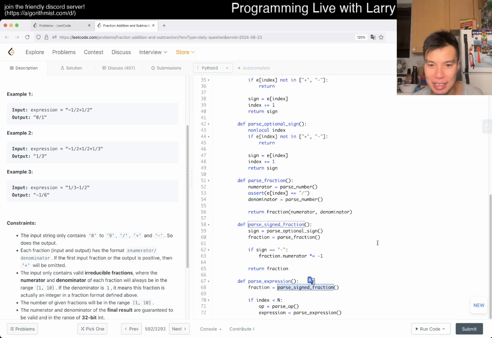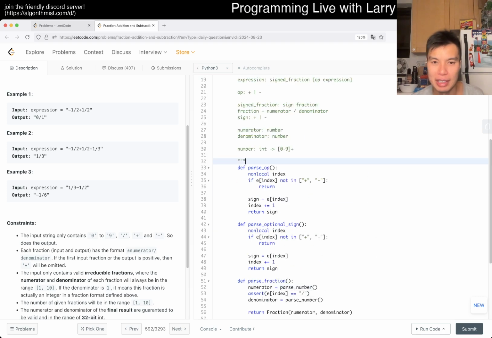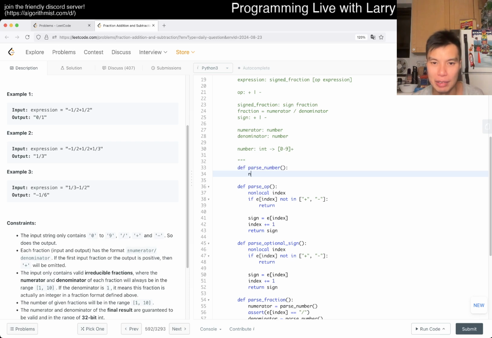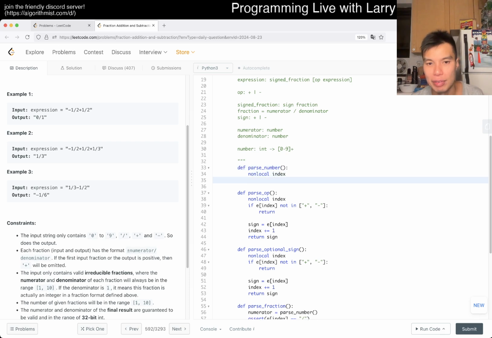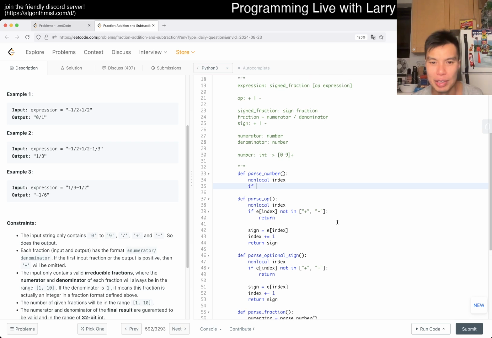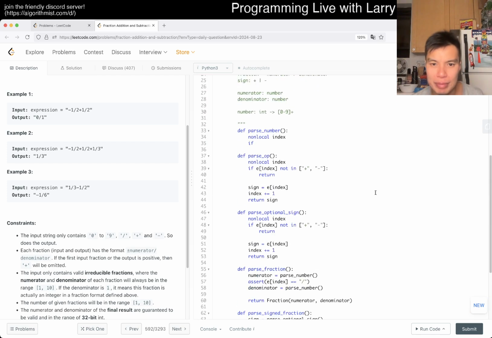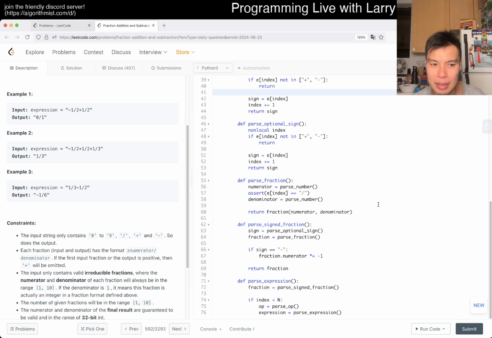What else? A parse fraction. No, we have parse number, right? So now parse number, right? So then we have nonlocal index. We have if, and here we assume that it is okay. Actually, parse op. Oh no, index is less than n. So I guess we're okay. Yeah, okay, fine. Yeah, I think this is a little bit awkward about doing the math here.